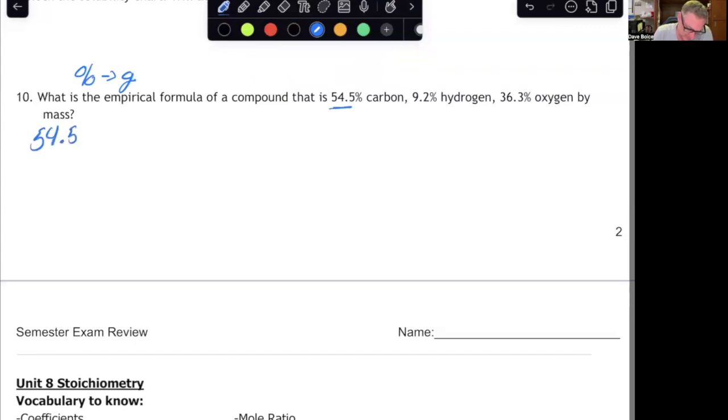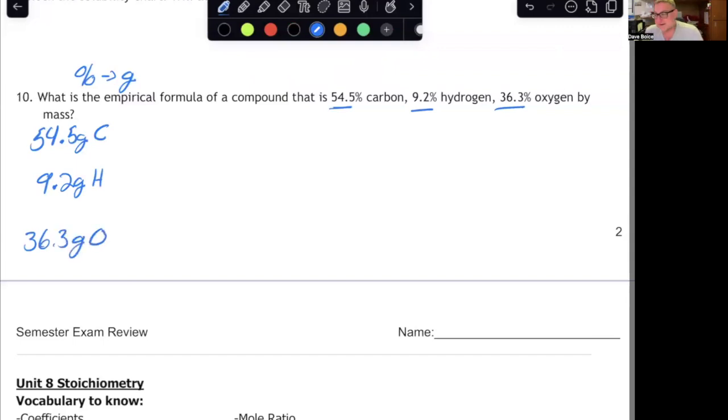So 54.5 grams of carbon and 9.2 grams of hydrogen and 36.3 grams of oxygen.